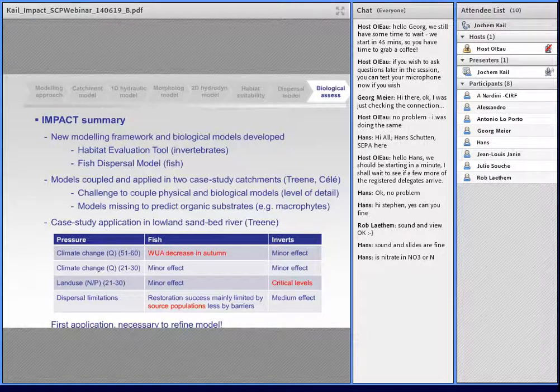For fish, we found that in our study catchment it's mainly the decrease of weighted usable area in autumn which is important, and also the source populations, which are limited and which limit the recolonization potential. In contrast, for the invertebrates, it's more the land use change and the present high level of nutrients which are critical, and the other pressures have comparable minor effects.